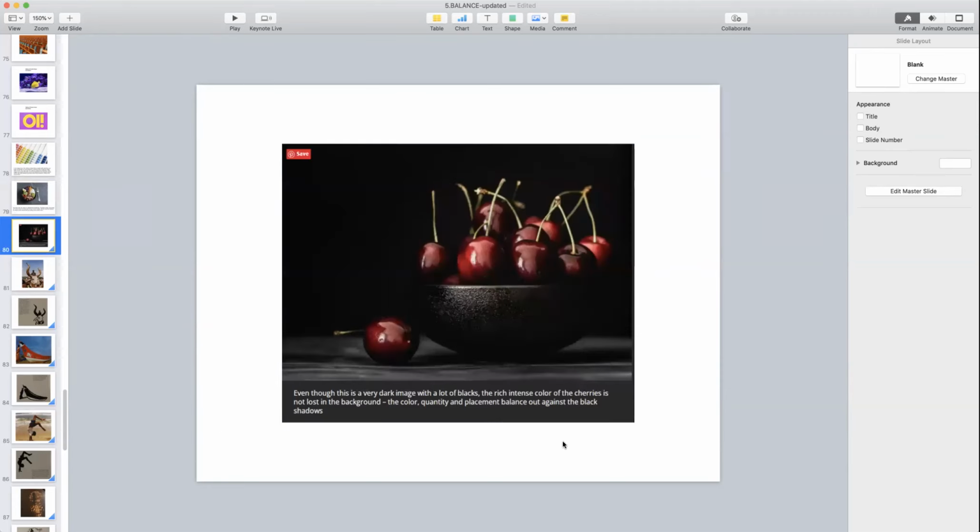A very interesting image, this one. Here you see this red apple, and again the background is also red. But even though this is a very dark image with a lot of blacks, the rich, intense color of the cherries is not lost in the background. The color, quantity and placement balance out against the black shadow. It is not an apple, but it's a cherry. It looks like an apple at a long distance at first when you look at it, but it's a cherry basically. And this long stem also specifies that. So these are the images which I have added.